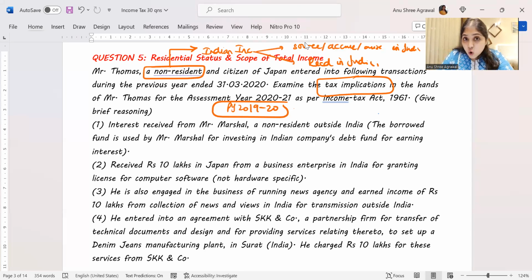Remember, assessee is a non-resident. Because assessee is a non-resident, only Indian incomes you will say is taxable. We'll go point by point. Point number 1. Interest received from Mr. Marshall, a non-resident outside India. The borrowed fund is used by Mr. Marshall for investing in Indian companies' debt fund for earning interest.